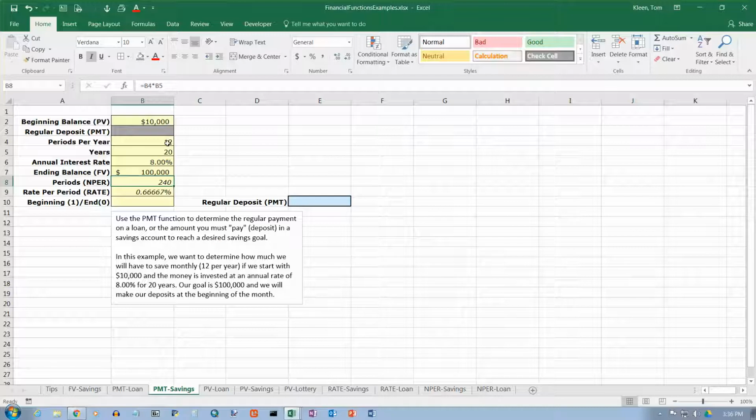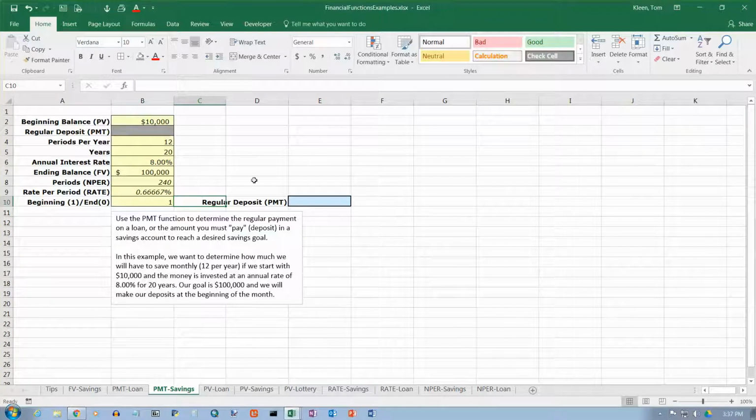And if you do 12 periods a year for 20 years, you're going to get 240. If you take an annual rate of 8% divided by 12, you get 2/3%, which is what we have here. And it looks like we are doing this at the beginning of the month. 1 is the code for beginning.